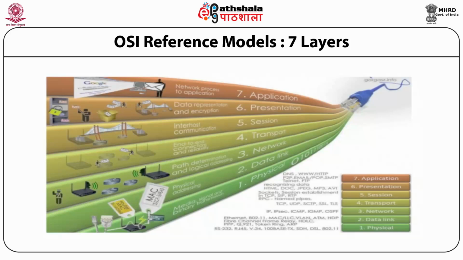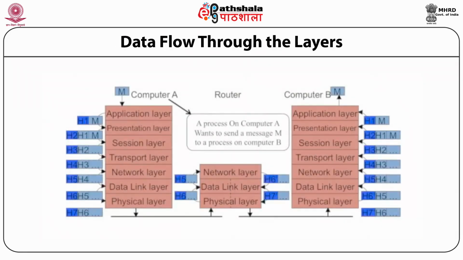This is how the layers work in the OSI model. And once again, recall the data flow. I'll just take you through a process. M stands for message. Computer A wants to send message M to computer B. Computer A is on the left side, B is on the right side, and the router is in between. I have already mentioned the router works with 3 layers: physical, data link, and network. Computer works with all 7 layers.